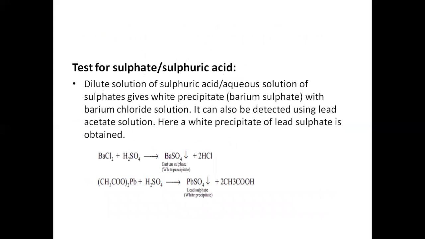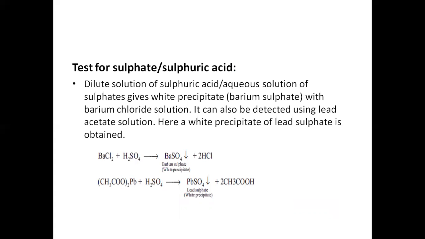Next is the test for sulfate or sulfuric acid. We need to add barium chloride to the compound. If the sulfate ion is present, it precipitates as barium sulfate. We get a white precipitate, and that white color indicates that the sulfate ion is present in our compound.